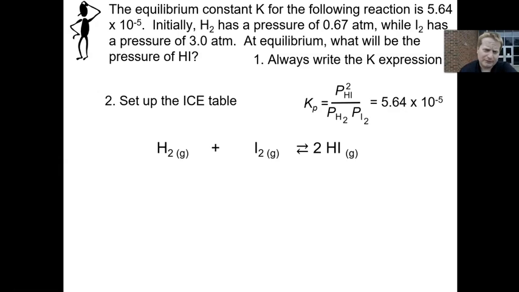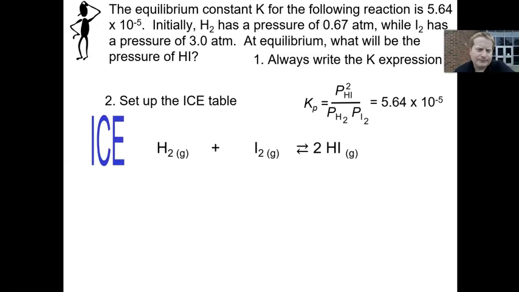Okay, so that's how we start off. Then we set up our ICE table, because again, we're not yet at equilibrium. If we were at equilibrium, we could just take these values and plug them in directly. But this is saying initially. This is not saying at equilibrium. And this expression is only meant for when we're actually at equilibrium. So we need to figure out what it would look like at equilibrium.